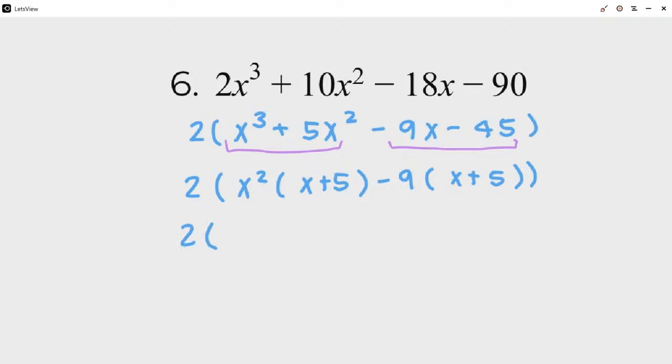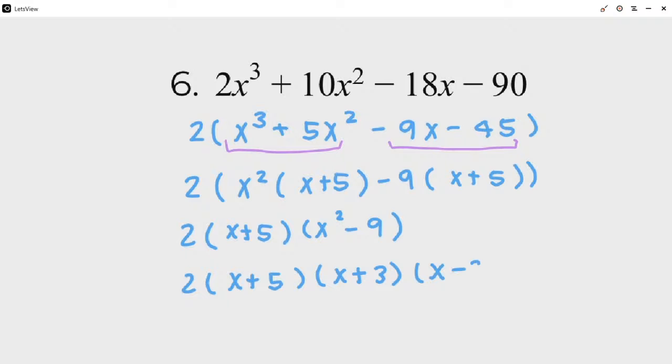So they have an x plus 5 in common, so we can factor that out. And if we take that out, we're left with x squared minus 9. And x squared minus 9 is a difference of 2 squares. So I'll factor into x plus 3 and x minus 3.